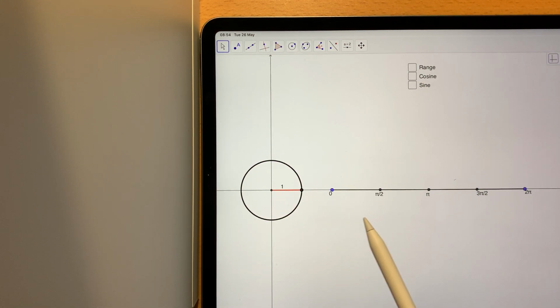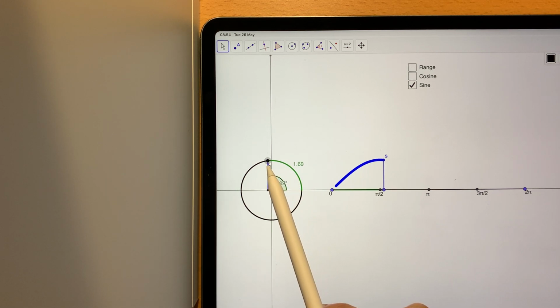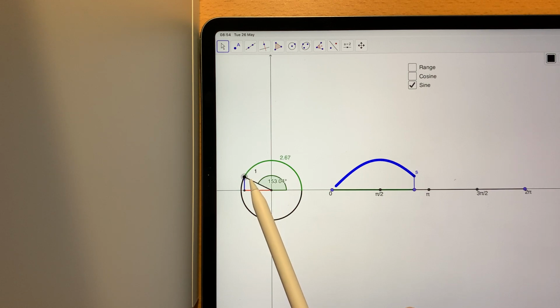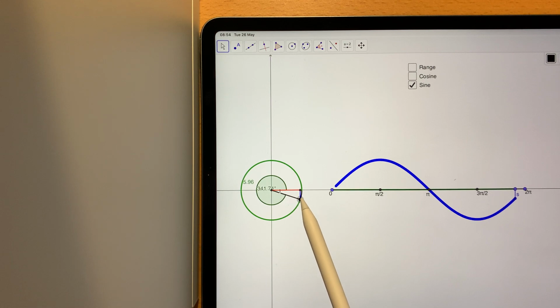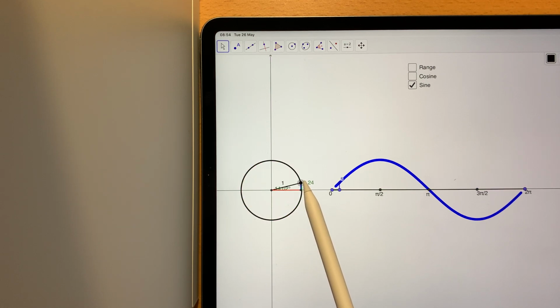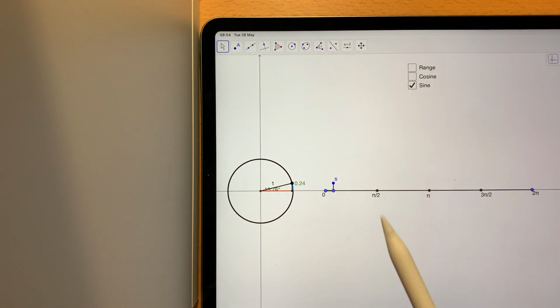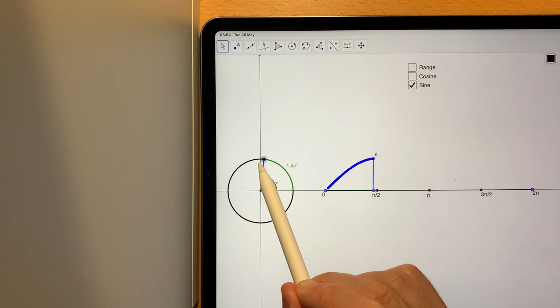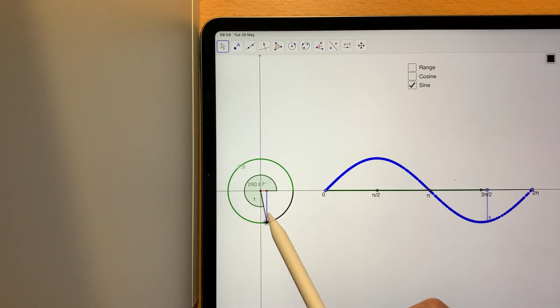Now switch on sine permanently. Look, as I go up, here I started at 1, as I go up, this is going to be your sine function. Let's make it a bit bigger. Here we go. This will be our graph of the sine function.